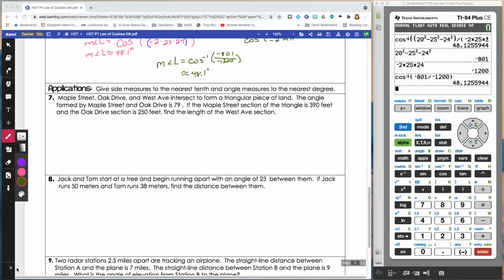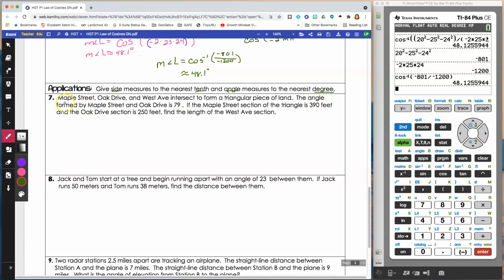Okay, we are going to work on some word problems using the law of cosines. Now, one thing's important here. We're told to give each side measure to the nearest tenth and each angle to the nearest degree. Remember, when it says to the nearest degree, that really means the nearest whole number. Okay, so let's make sure that we're paying attention. Sides, nearest tenth; angles, nearest degree.